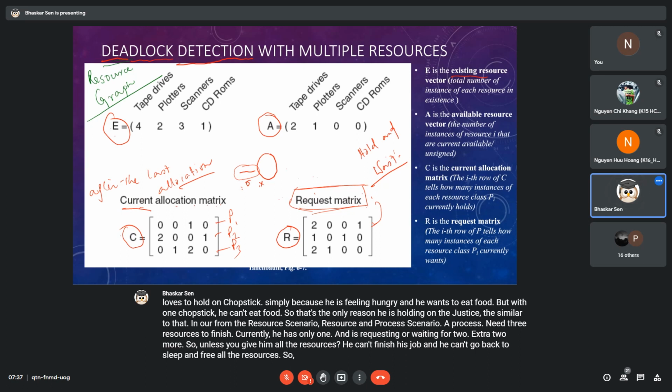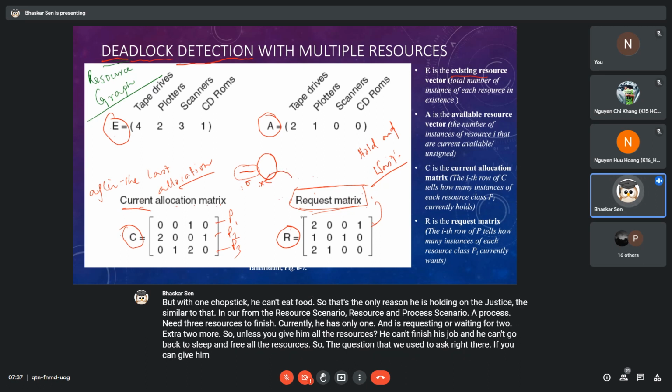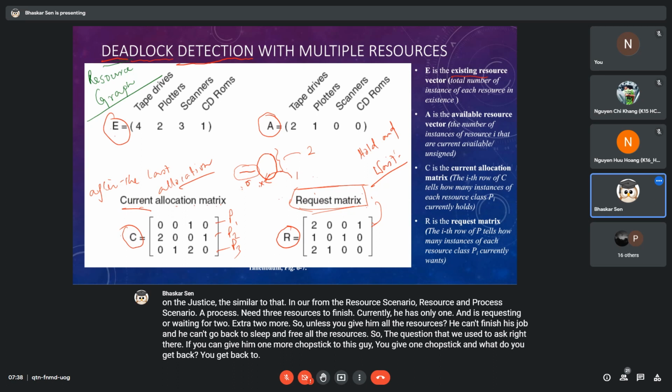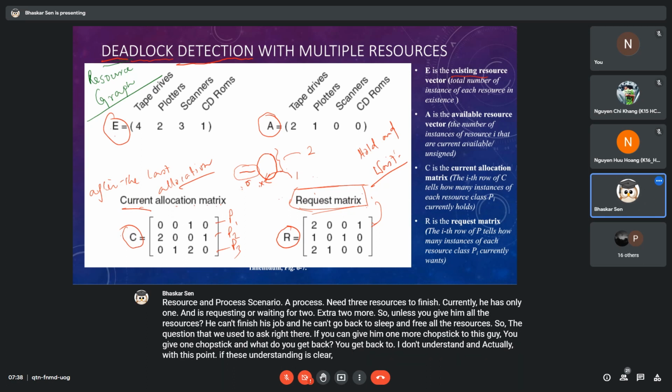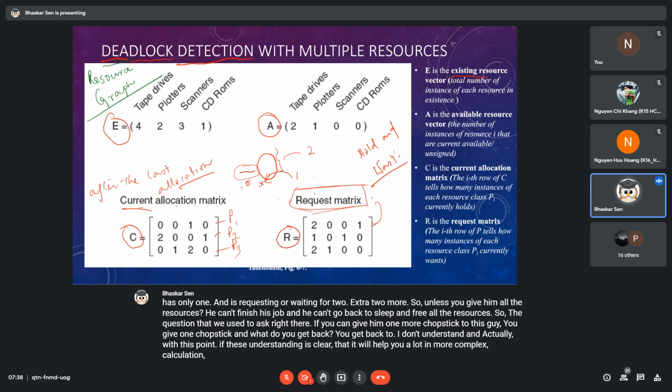So the question that we used to ask right there: if you give 1 more chopstick to this guy, what do you get back? You get back 2. Try to understand this point. If this understanding is clear, then it will help you a lot in more complex calculations fundamentally based on the same idea.